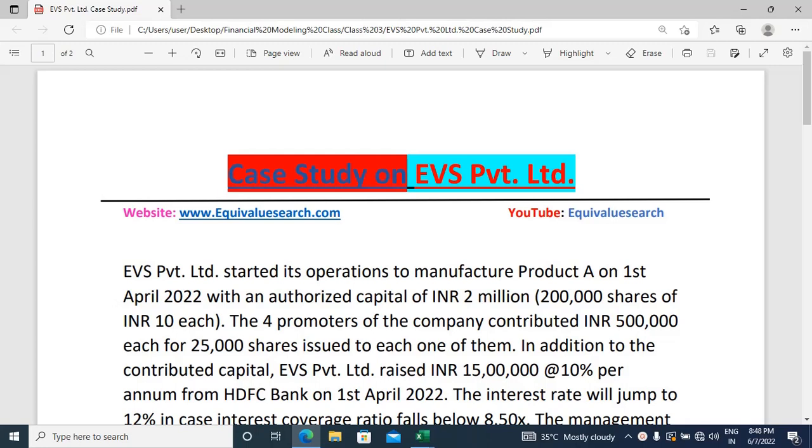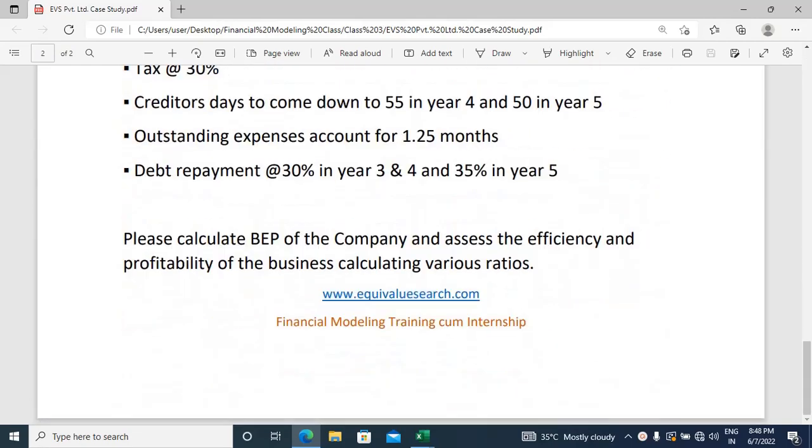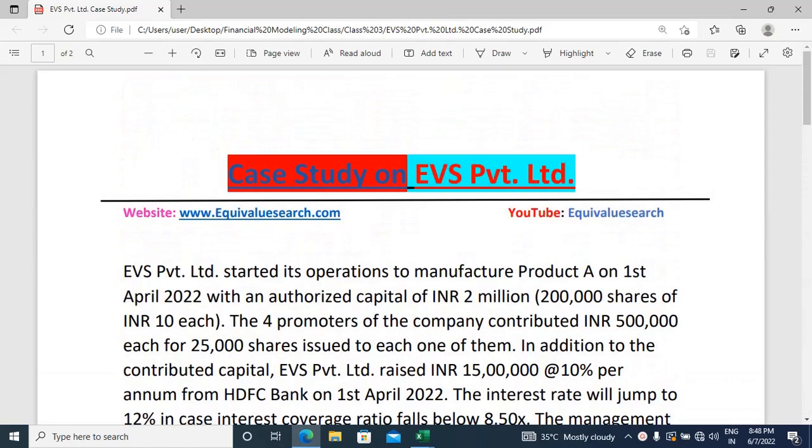So in this session, after learning the basics of Excel, today we will be making a simple model. This will be on a hypothetical company which has just started its operations, and we have the data available and the expectations of the management available, the plans available here. On the basis of this information, we are going to make our model.